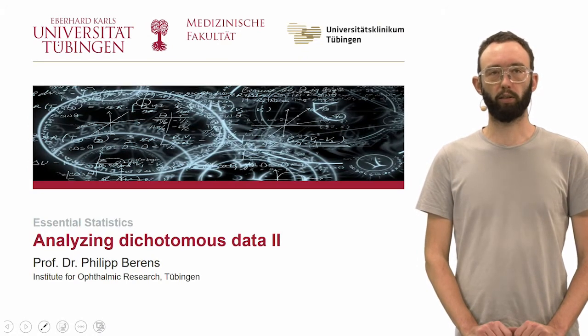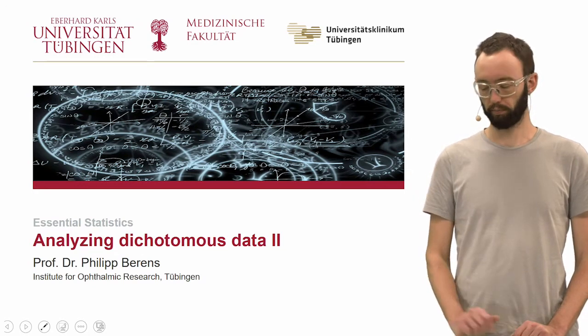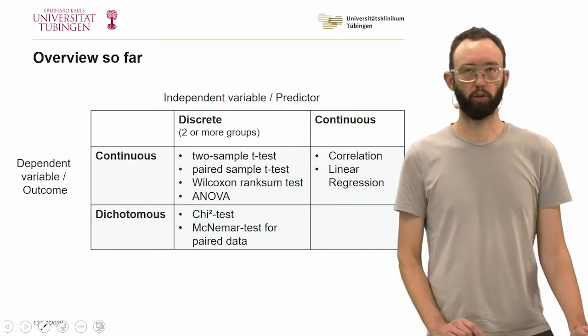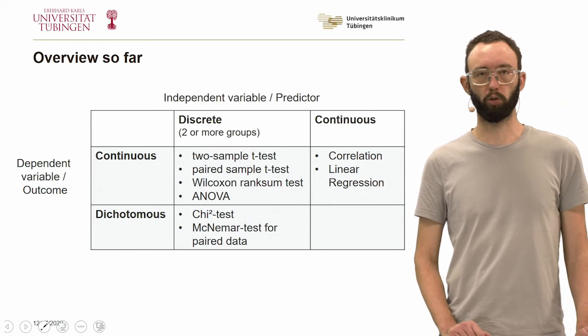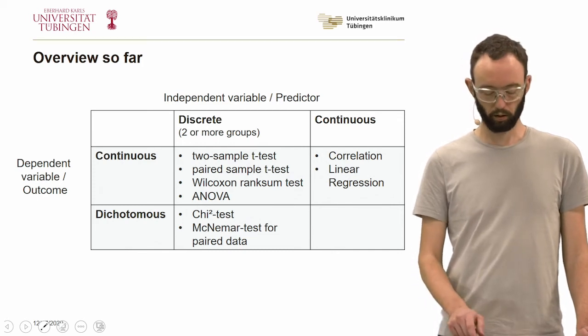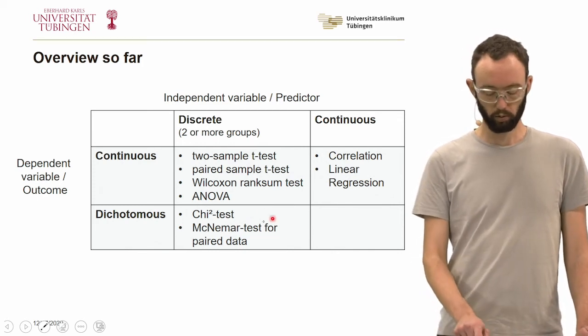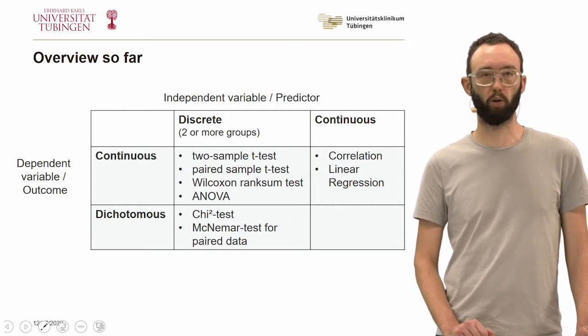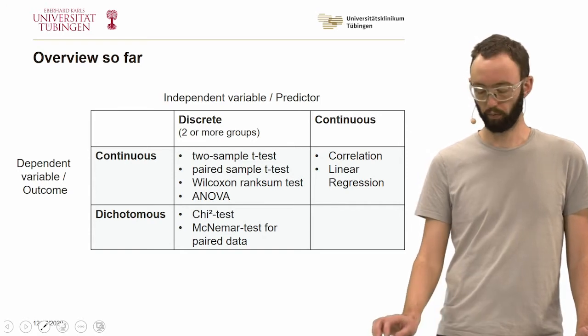Welcome to our final lecture in this series on essential statistics. It's again on analyzing dichotomous data. Our table of different testing scenarios is almost complete by now. In this first part of the lecture, we will look at a test for dichotomous data if you have paired data. It's called the McNemar test.